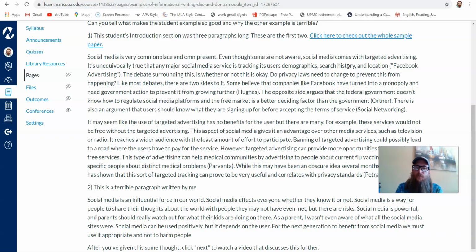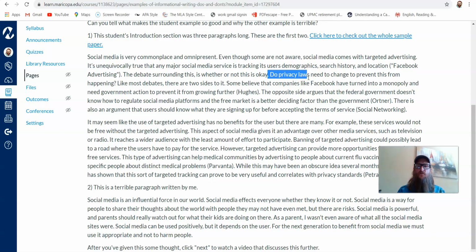And part of the idea behind having you do that annotated bibliography is that now you know these sources well enough. If you've read them thoroughly, you can do this, right? Anyhow, he gives you some background information on social media, but he very quickly shifts into explaining what targeted advertising is and how it works.